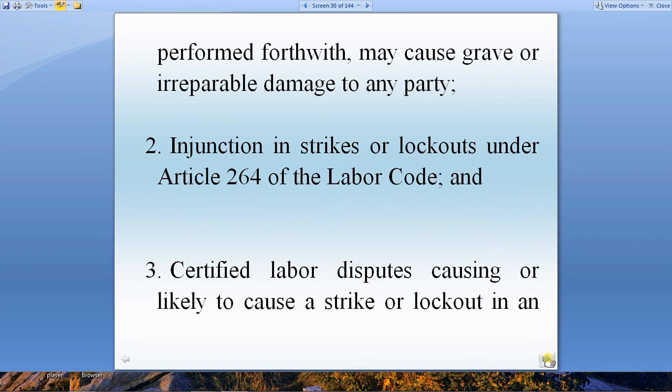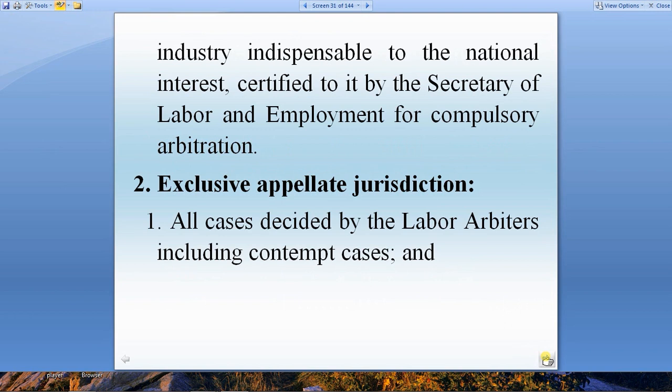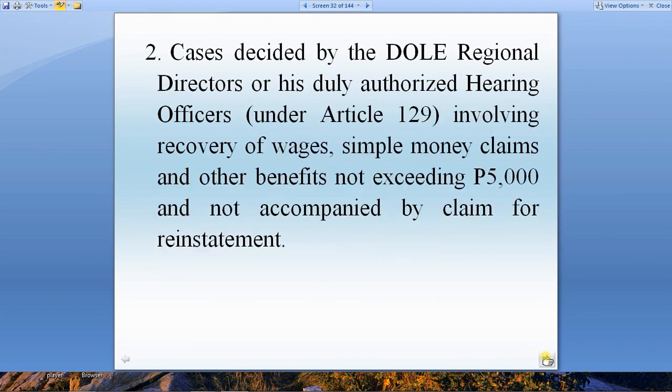And of course, certified labor disputes causing or likely to cause a strike or lockout in an industry indispensable to the national interest, certified to it by the Secretary of Labor and Employment for compulsory arbitration. They have also the exclusive appellate jurisdiction. All cases decided by the Labor Arbiters, including contempt cases, and of course cases decided by the DOLE regional directors or his duly authorized hearing officers under Article 129 involving recovery of wages, simple money claims, and other benefits not exceeding 5,000 and not accompanied by claim for reinstatement.